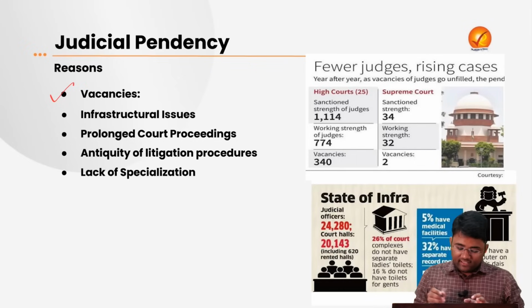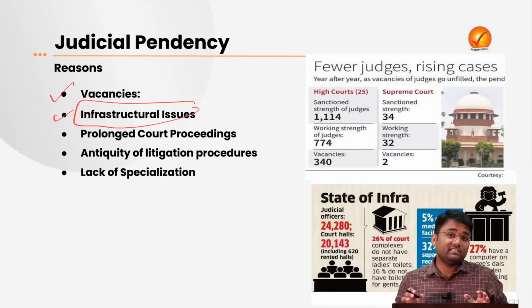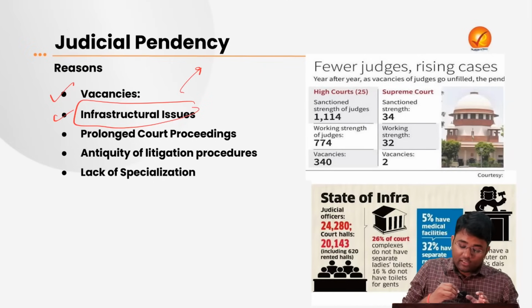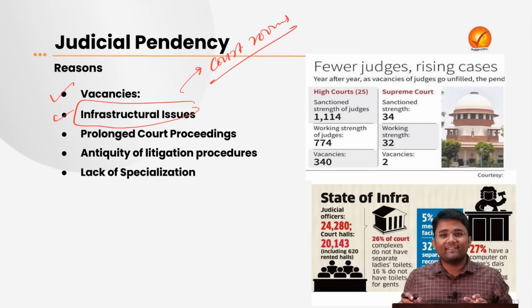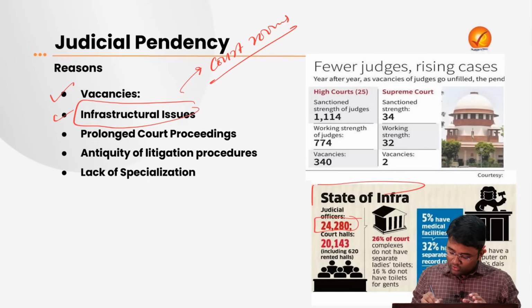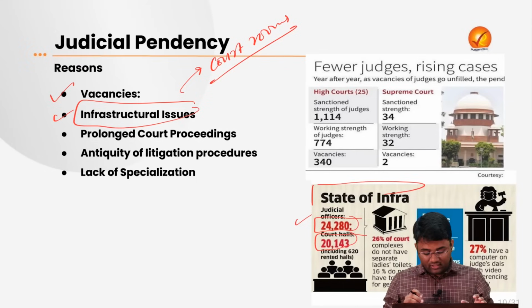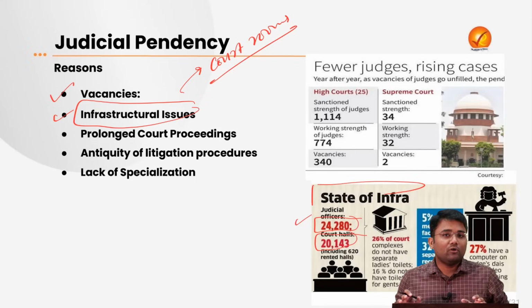The second important factor is the infrastructural issue. When we talk about the lack of proper infrastructure, we are talking about the lack of proper courtrooms, proper internet connection, and proper technological facilities, due to which seamless litigation cannot go on. As per the data of the Law Ministry, almost 24,200 judicial officers are there and only 20,143 court halls. That also emphasizes the point that there is a lot of infrastructure deficit in the judiciary.